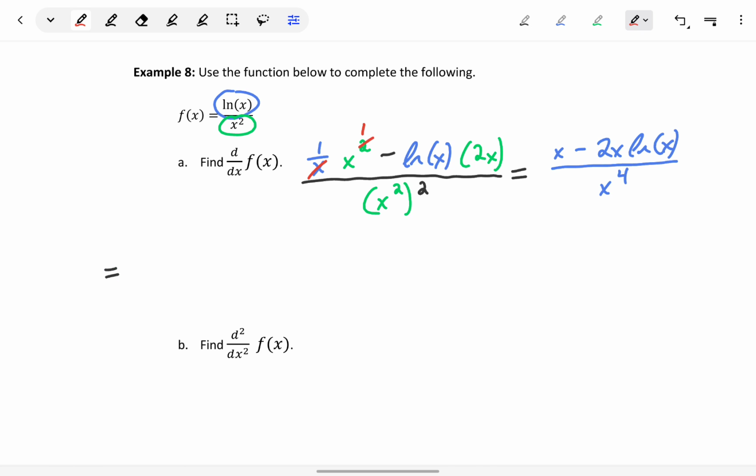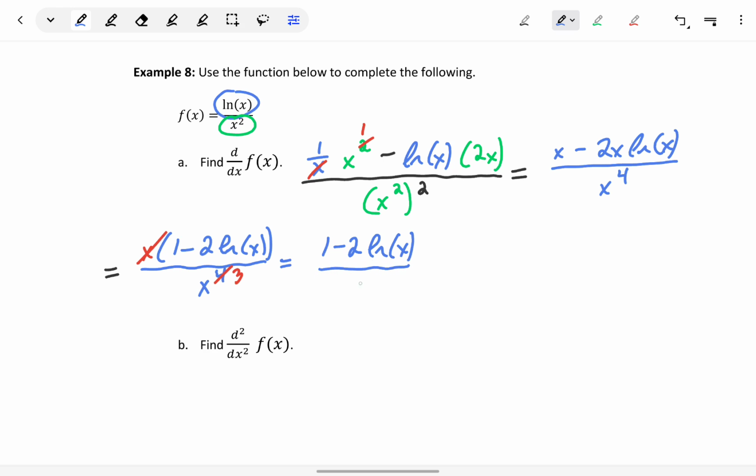We can factor out an x that's common in the numerator, which will leave us with x times the quantity 1 minus 2 times the natural log of x, all over x to the fourth, which will allow us to cancel with one of the x's in the denominator to get a final result of 1 minus 2 times the natural log of x over x cubed.